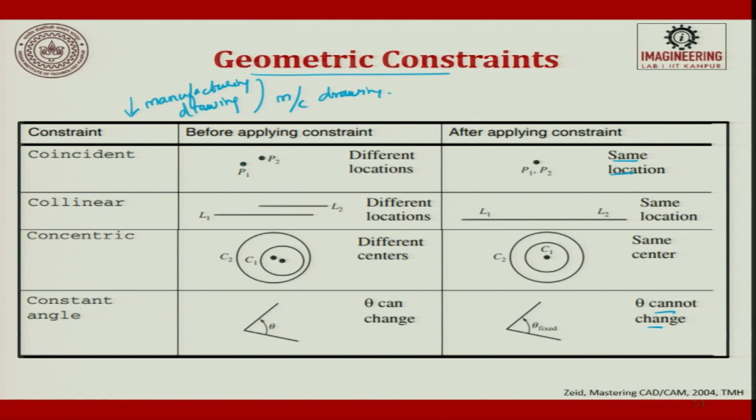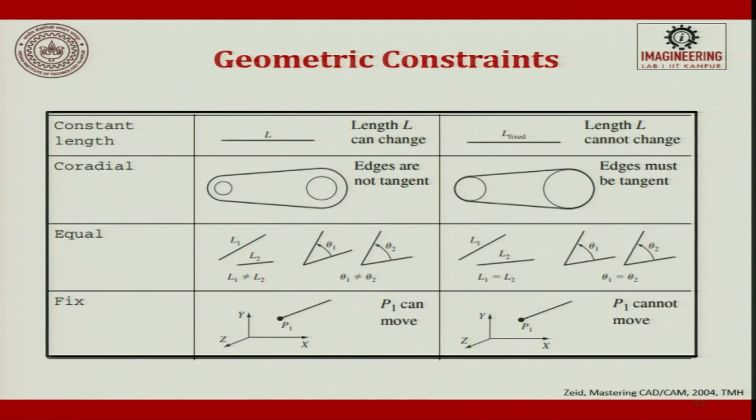It is almost the same feature here. If you have 2 points and you do not apply constraints, you can land up like this, but if you say constraints, it will go like this. So, this tries to help you in drawing. Then the other thing is constant length. The length wherever you draw can change, but when you put constraints it can be fixed.